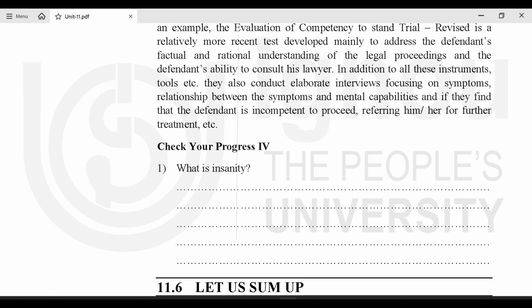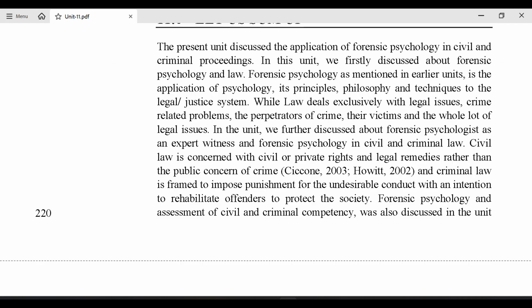11.6 Let us sum up. The present unit discussed the application of forensic psychology in civil and criminal proceedings. In this unit, we firstly discussed forensic psychology and law. Forensic psychology, as mentioned in earlier units, is the application of psychology, its principles, philosophy and techniques to the legal/justice system.